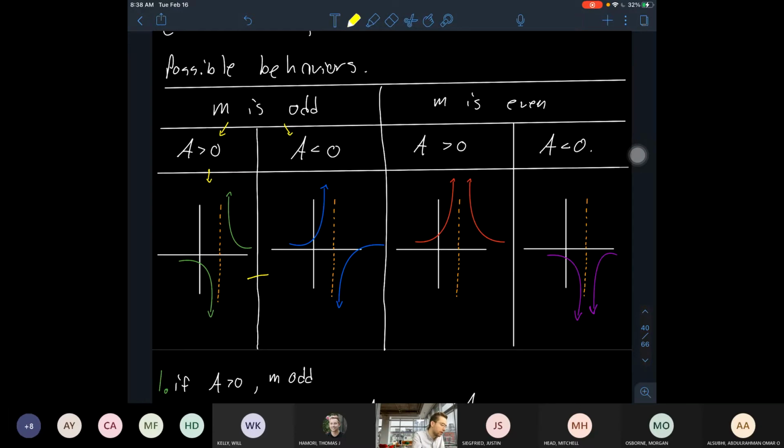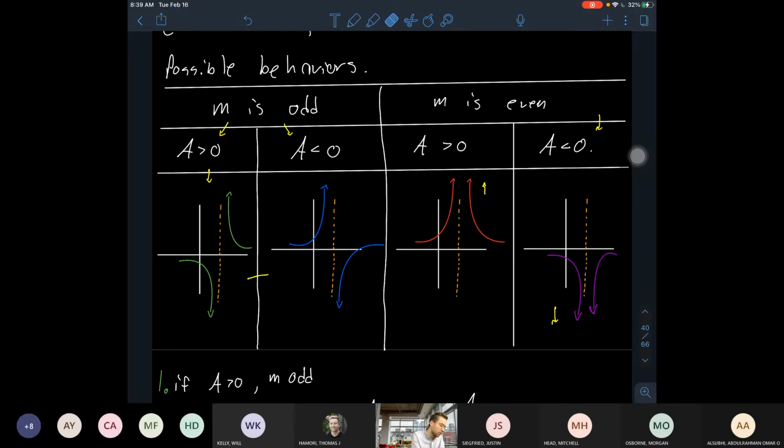And then when m is even, we're actually going to wind up with the same behavior on both sides of the asymptote. They're either going to both blow up to positive infinity or both blow up to negative infinity. And it's easy to remember which one is going to happen. If a is a positive number, then we blow up to positive infinity. And if a is a negative number, then we blow up to negative infinity.